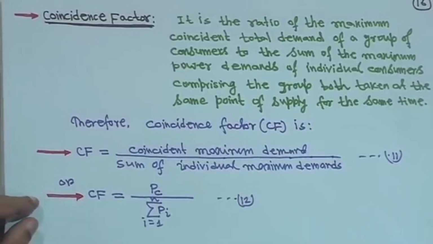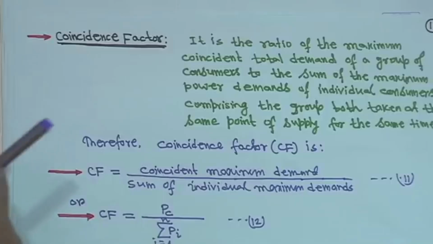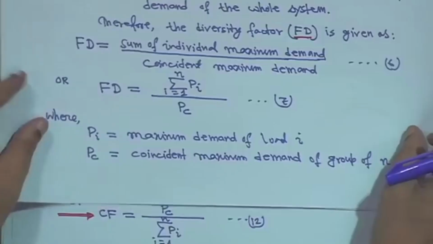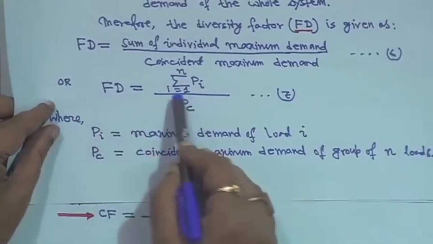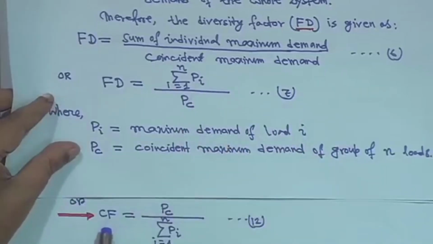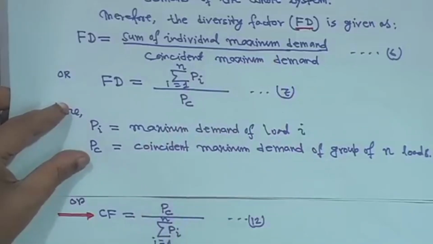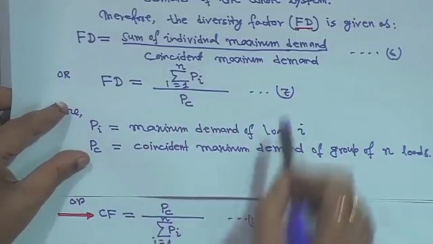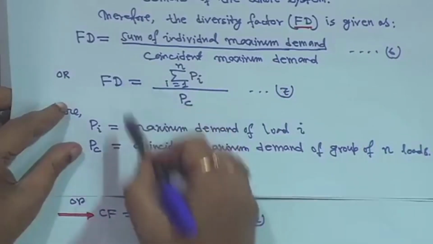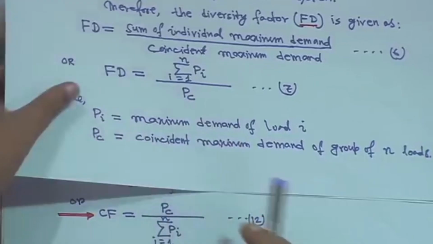If you see equation 7, the diversity factor FD is equal to sigma i equals 1 to n Pi upon Pc, and this coincident factor is just the reciprocal of it, Pc divided by sigma i equals 1 to n Pi. This is equation 7, this is equation 12. That means FD is equal to 1 upon Cf, or FD into Cf is equal to 1.